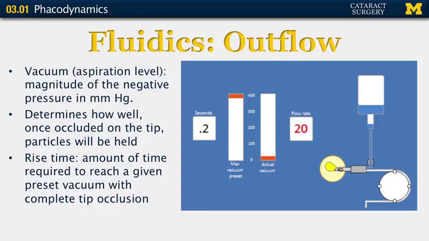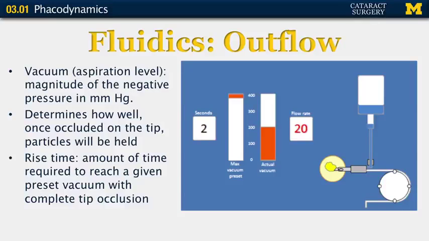This set of pictures will help us understand how the vacuum rises when occlusion is achieved. We can see in the picture on the right here, the yellow blob represents a nuclear piece that's attracted to the phaco tip and fully occludes it. At time 0.2 seconds, our flow rate's 20. Our preset maximum vacuum is 400, but our actual vacuum just inside the handpiece has not yet risen. It's still just about 0.